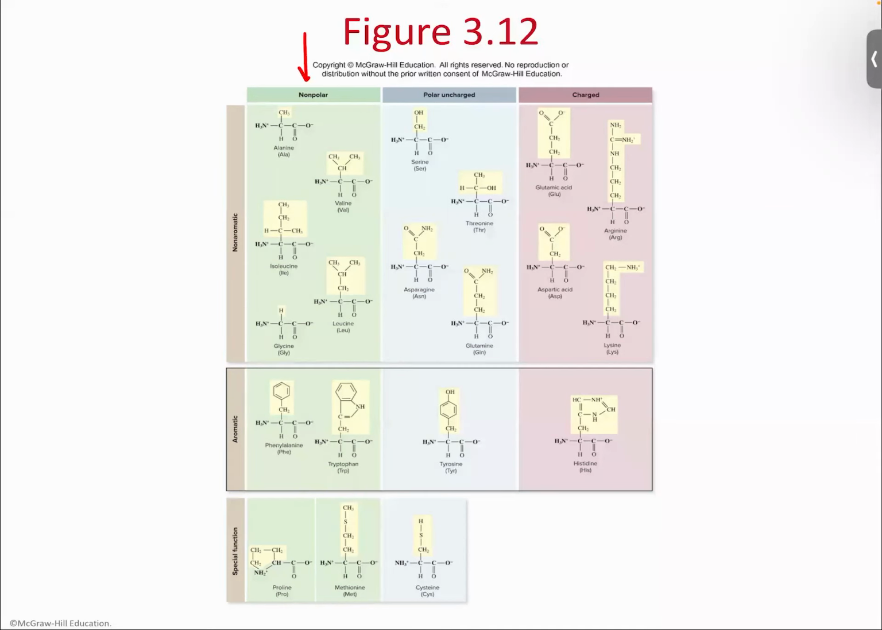So let's take a look at it. First of all, in the columns, we're going to be breaking these guys down by their polarity. You can see in the first column, the green column, are all the non-polar amino acids. Now you can see that they're non-polar. Why? Because if you take a look at the R chains, notice what's common to all of them.